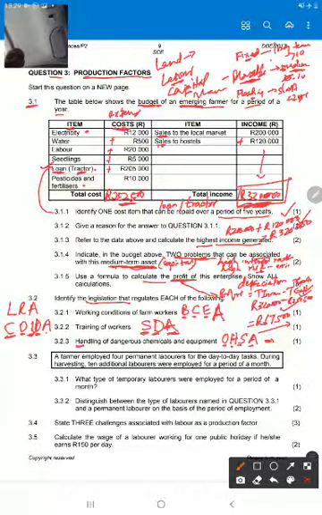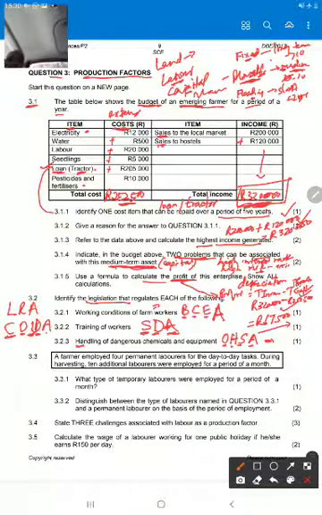So you must know these 5 acts. Working conditions is about the rights of the workers, leave days and all that. Labor relations, then training, like you need to train your workers, and these two are about the safety of the workers.